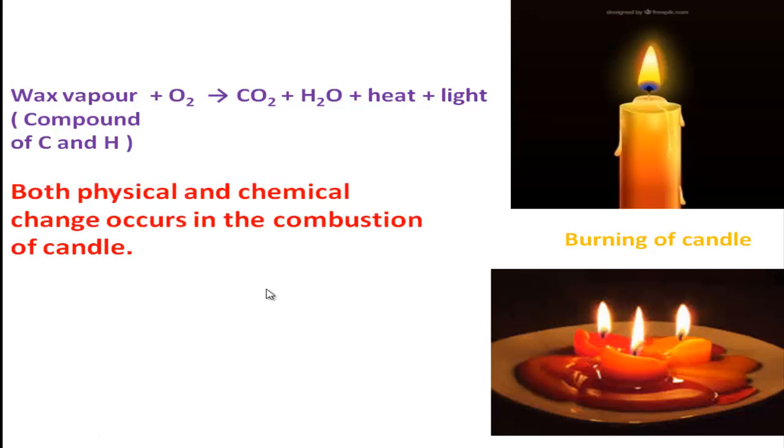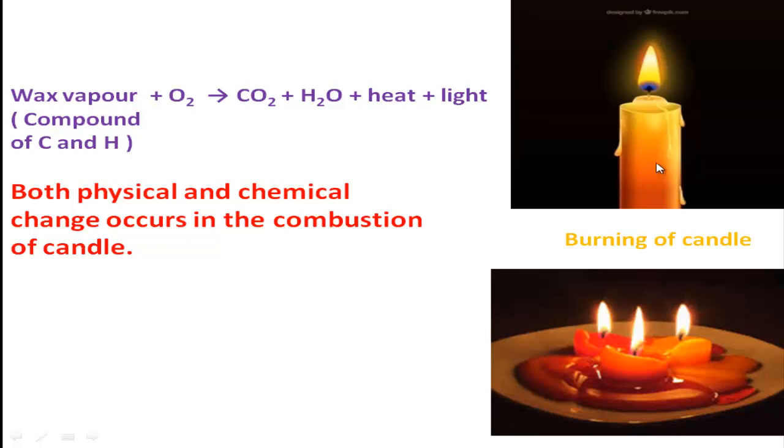This type of question may come in the exam most of the time. Both physical and chemical change occur in the combustion of a candle. Explain. So I hope you can explain this answer now. At first you have to talk about the physical change part of the burning of a candle. Which part is called the physical change? When the solid wax is converted into liquid wax and then into gaseous wax due to heat. This part is the physical change part.